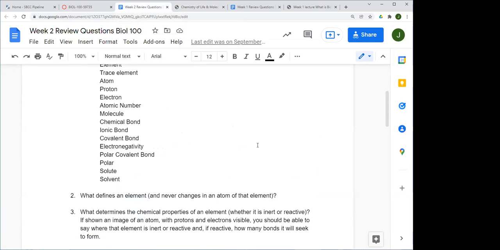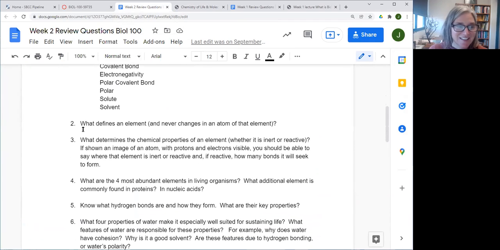Number 3. Aha, this is good. This is a really challenging one for folks. What determines the chemical properties of an element? One of the questions that we look at is whether an element is reactive or inert. And basically, inert means it's stable. So it's just going to stay in that present form and not try to change anything.